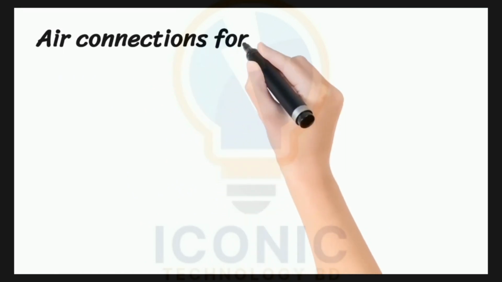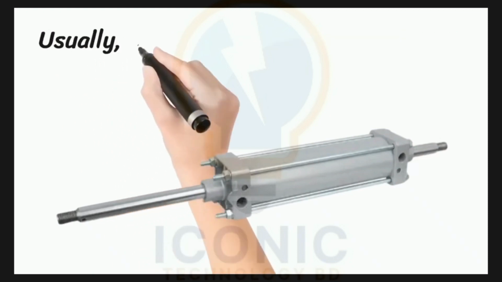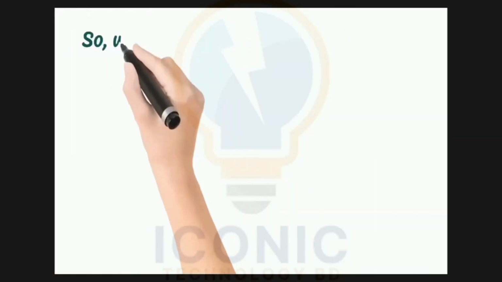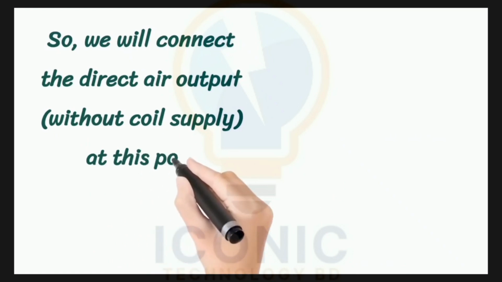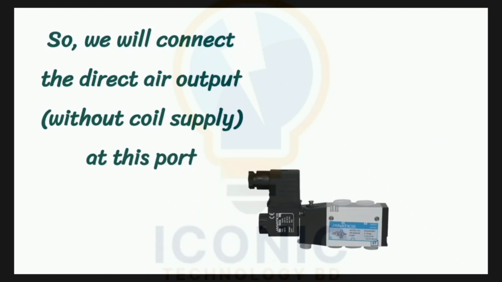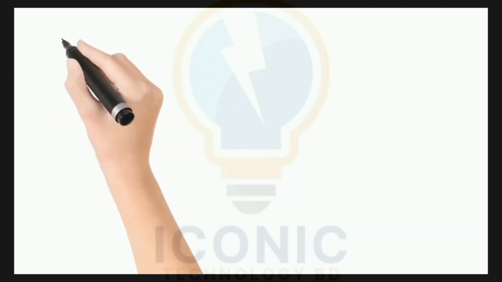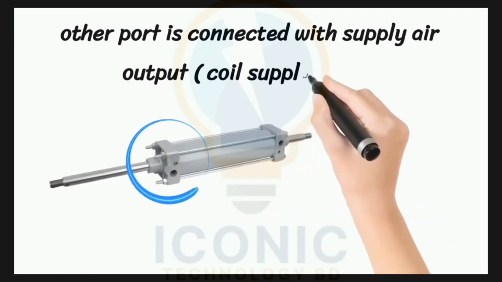Now, let us understand how air connections are made for pneumatic cylinders. Usually, the pneumatic cylinder remains in this position. Now, the output that is coming without supply or without pressing the manual switch, the port from which air is coming out, will be connected to this port of the pneumatic cylinder. The second air connection will be connected to the second port of the pneumatic cylinder.